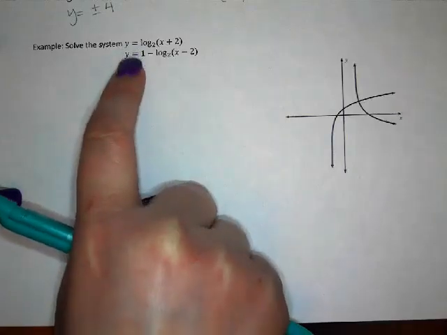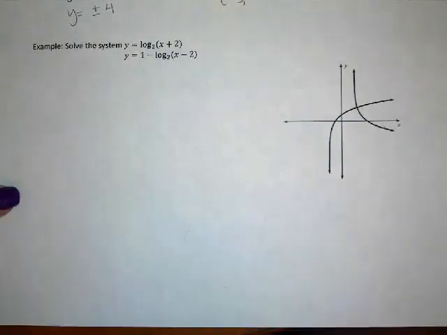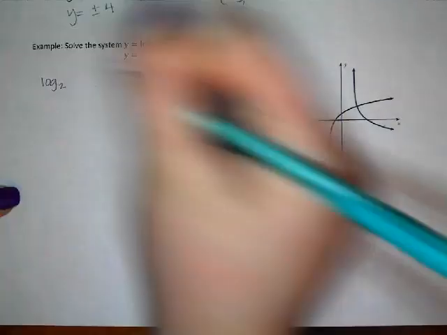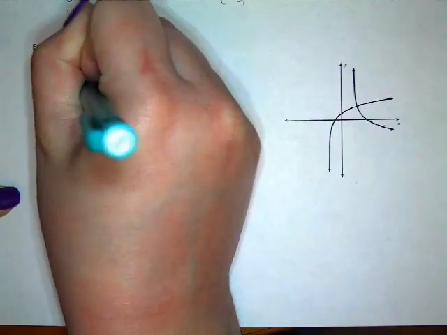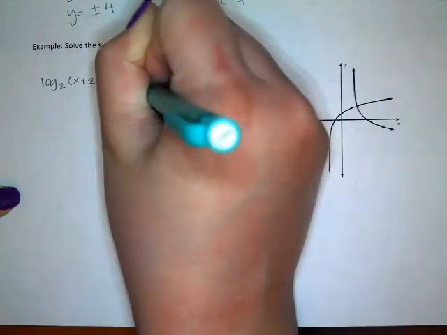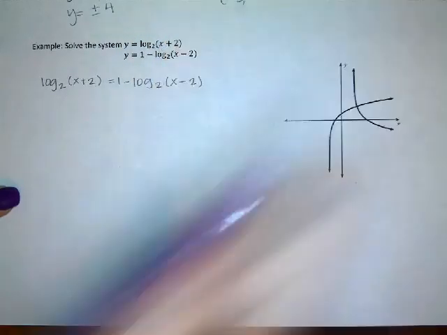Since we know that the y's equal each other because they're the same variable, then we can say that these 2 must equal each other as well. So I'm going to say log base 2 of x plus 2 equals 1 minus log base 2 of x minus 2.